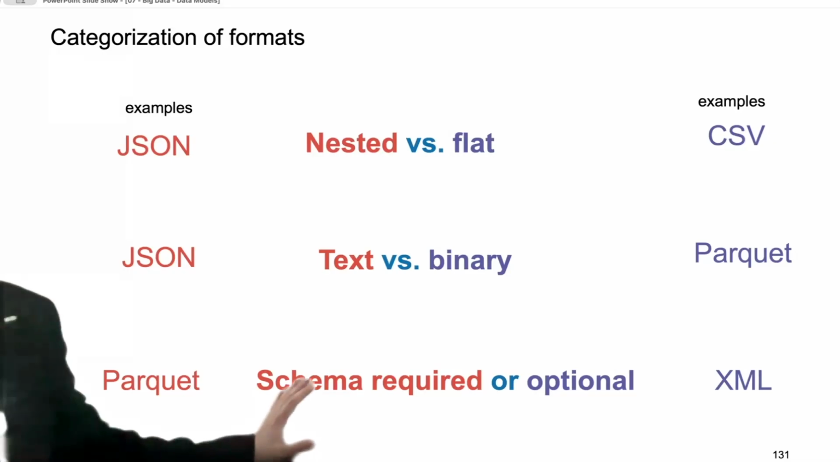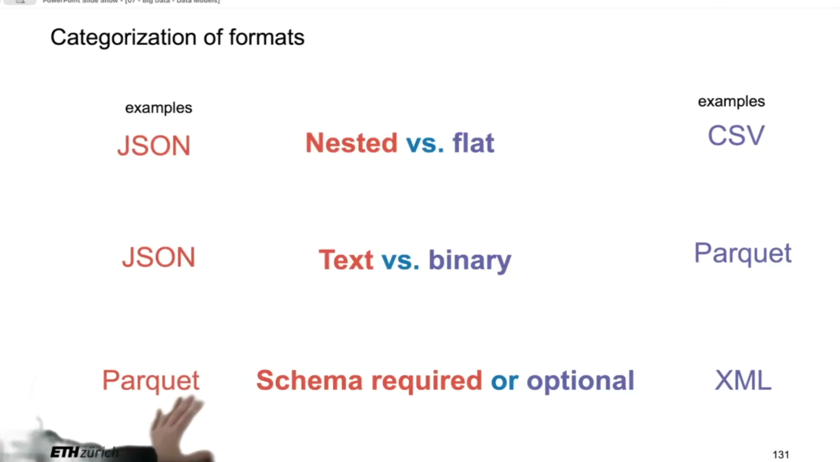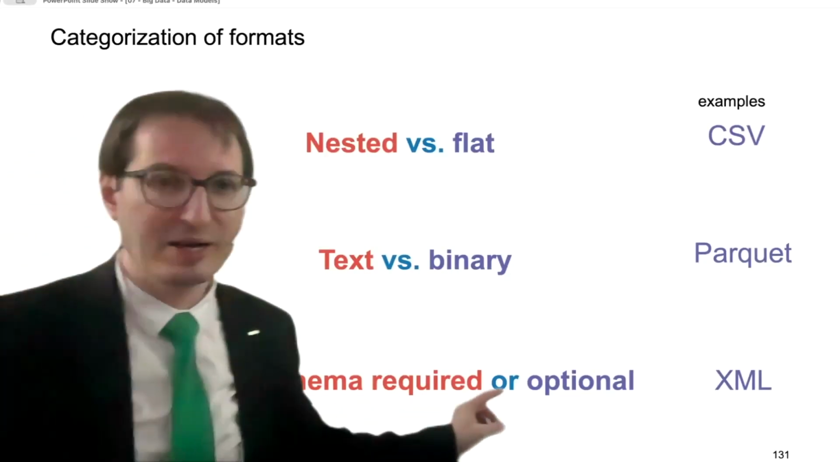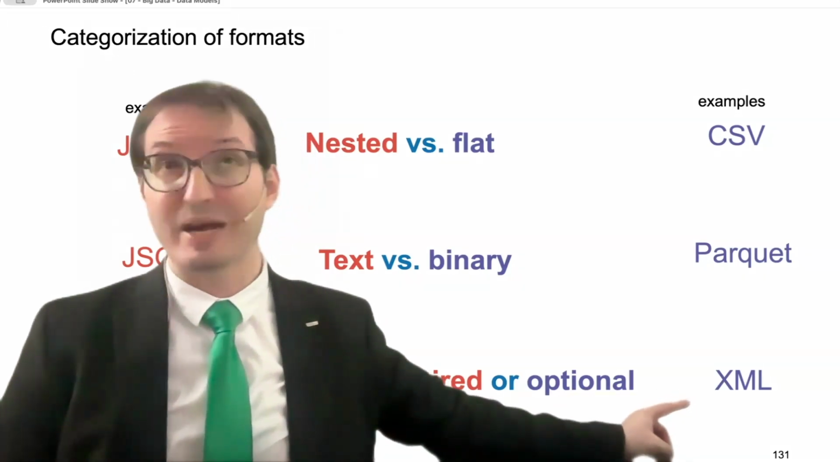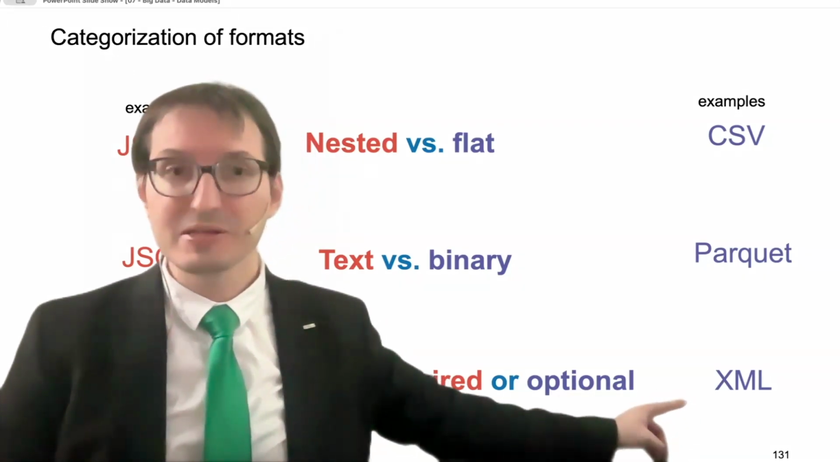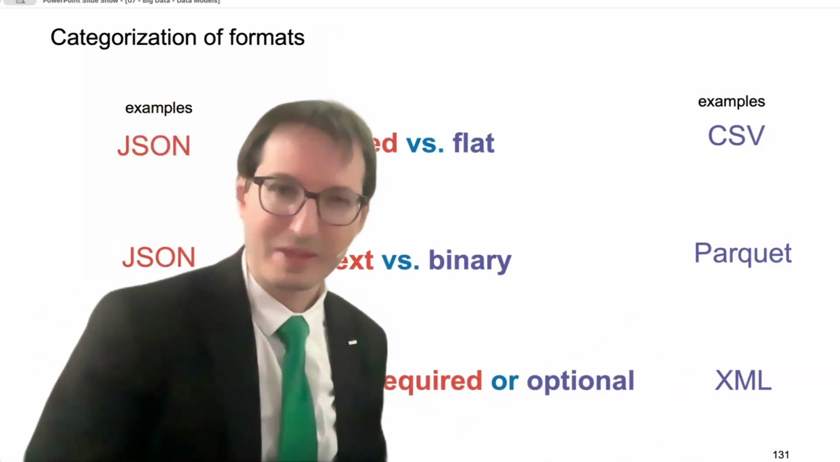Then some formats require a schema. That's the case of Parquet. You cannot store a Parquet file if you don't have a schema. You need a schema for Parquet. That's the reason why it's so efficient and compact. Some other formats have an optional schema. That's the case of XML, JSON, CSV. You don't have any schema in there. It's just text. All right?